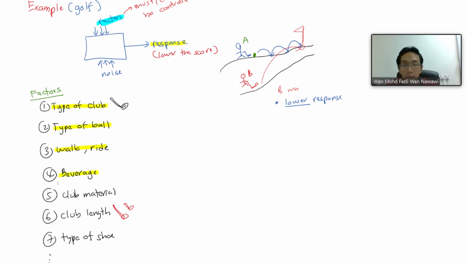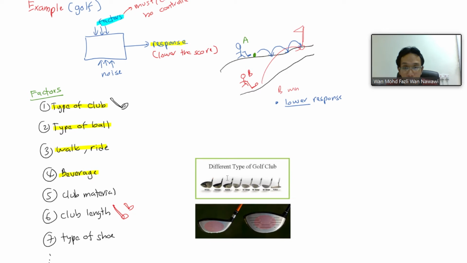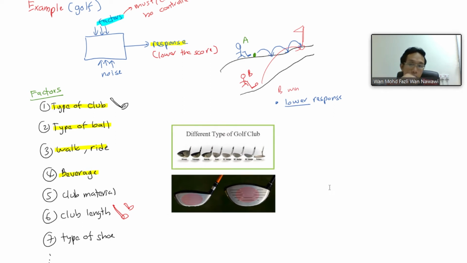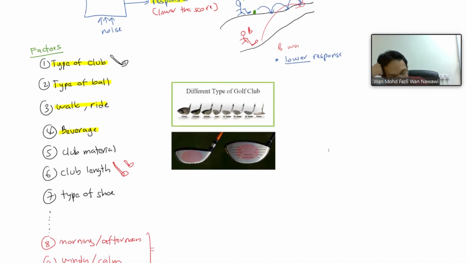So let's say type of club, just to make it clear. When you play golf, you have this type of golf club. Let me make it a little bit bigger. This type of club, you can have small, regular, and oversized, because there are many types of club. Maybe we focus on the driver. The driver is basically a type of club that allows you to strike, and the golf ball will go very far.